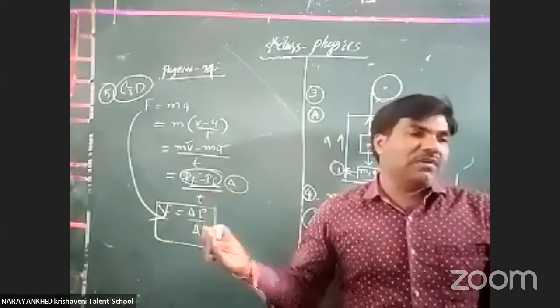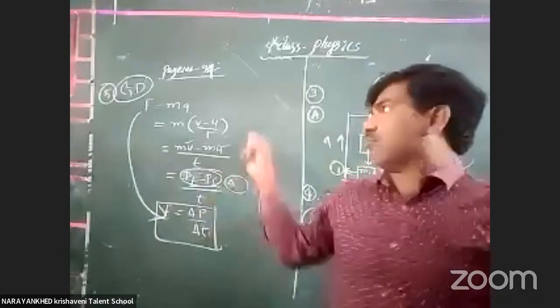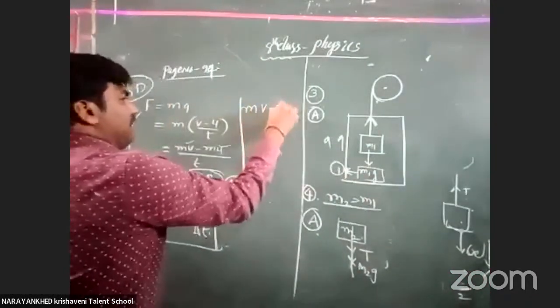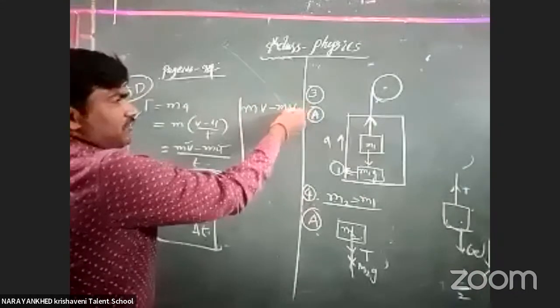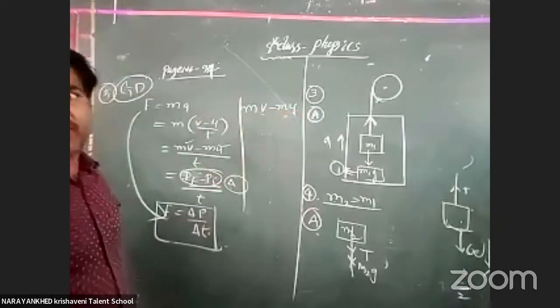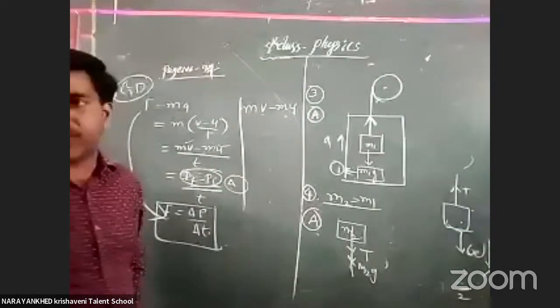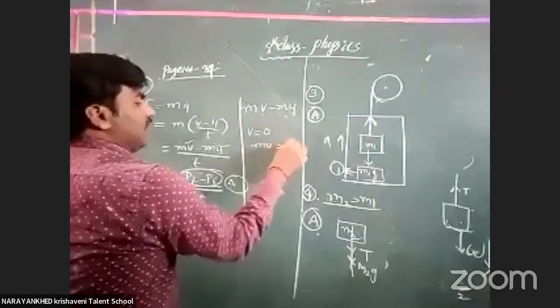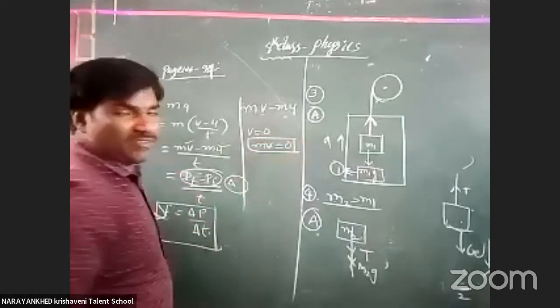Next one is what? Whatever linear momentum is there, the body contains momentum. Suppose there is mv minus mu. In this, if any one is zero, the body then comes to rest. Okay, suppose v is equal to 0. It becomes mv equal to 0. What is said? It is at rest.